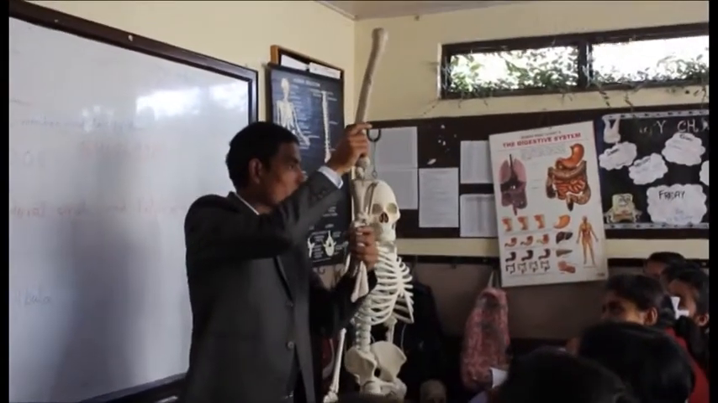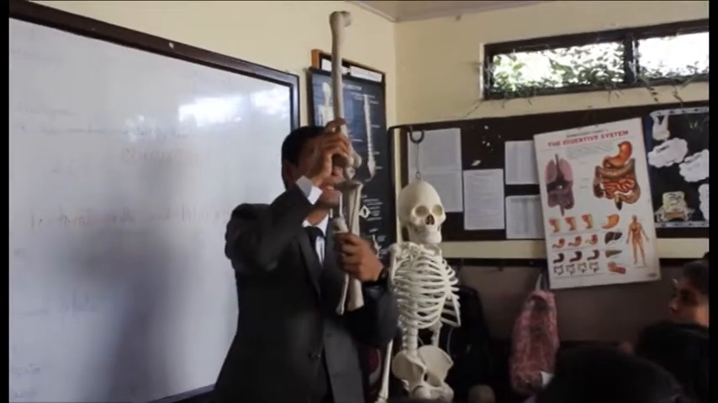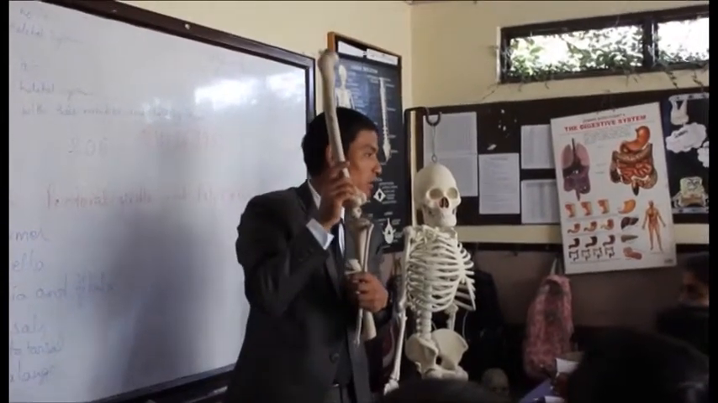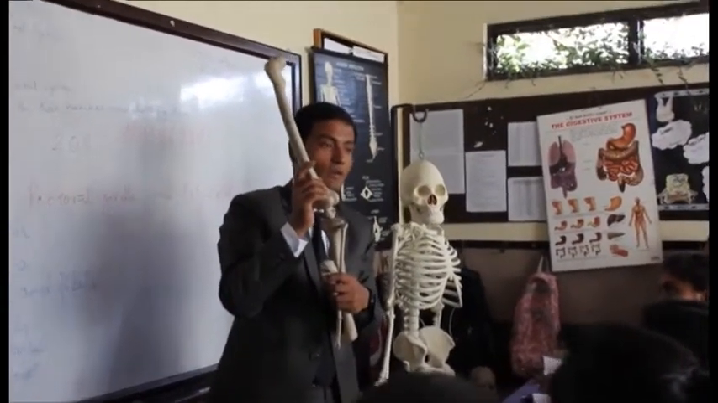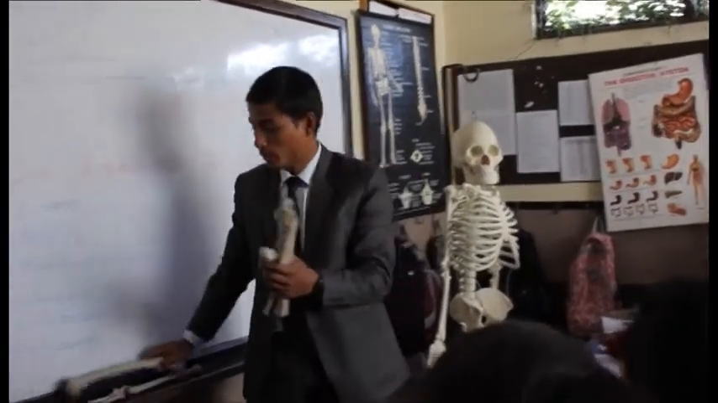These 2 bones combine. At the center, can you see a ball? Yes, sir. That ball is called patella. Actually, it is a kneecap. It is so much essential for us. Now go below.